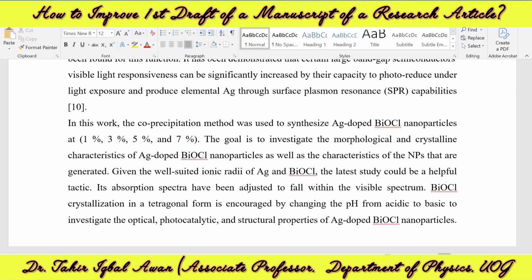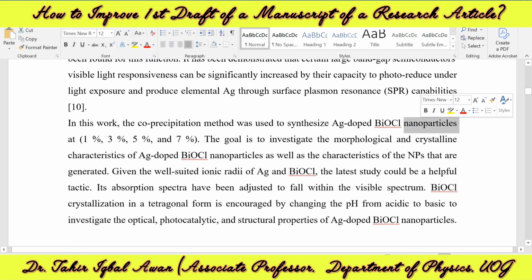So yes, that is the synthesis of Ag-doped BiOCl nanoparticles. And if you see, can you observe over here that in the title there was a nanostructure, and over here this is a nanoparticle. So now you have to decide, once you complete your research work, you have to be very confident whether this is a nanostructure or a nanoparticle. There is a hell of a difference between nanoparticle and nanostructures. Nanostructures could be of any shape, but when we are very clear and focused about the nanoparticle, it has to be very specific.